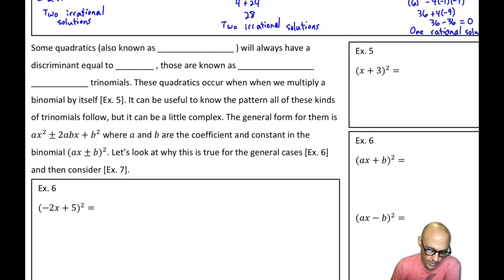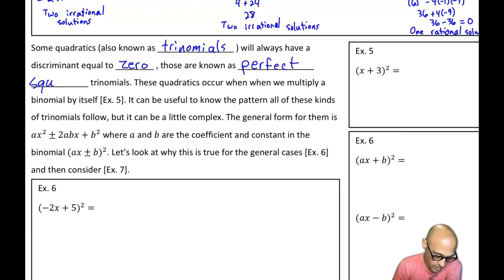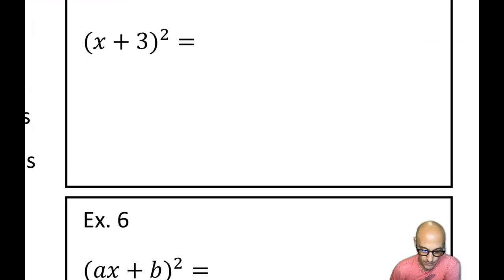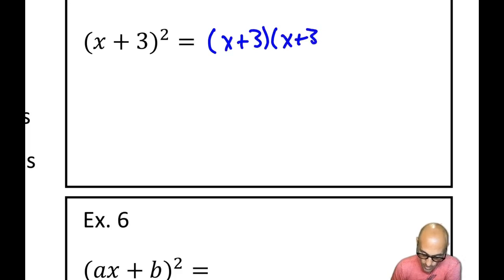Some quadratics, also known as trinomials, will always have a discriminant equal to 0, like we saw in that last one. Those are known as perfect square trinomials. These quadratics occur when we multiply a binomial by itself, like in example 5. So in example 5, the trinomial that we create when we multiply this binomial, x plus 3, by itself will be a perfect square trinomial.